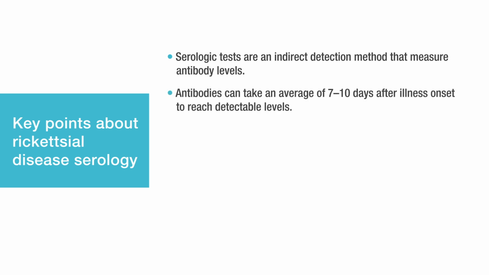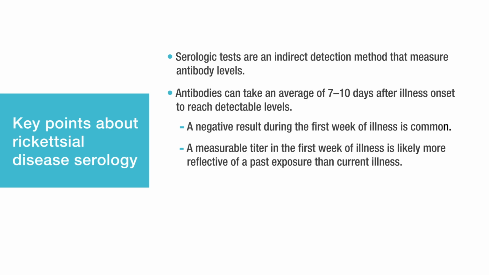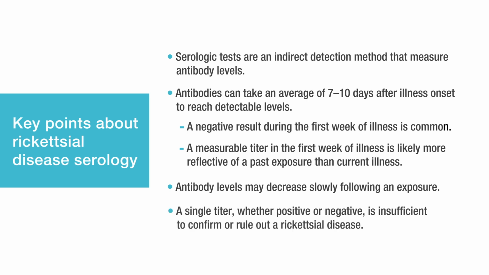Antibodies take an average of 7 to 10 days following illness onset to reach detectable levels, and a negative result during the first week of illness is common. In fact, a measurable titer in the first week of illness is generally more reflective of a past exposure rather than indicative of current illness. In some patients, titers have been observed to be elevated for years after recovery from acute illness. A single titer, whether positive or negative, is insufficient to confirm or rule out a rickettsial disease.